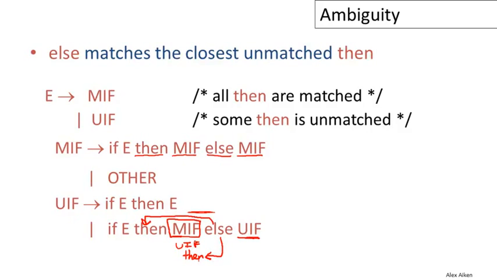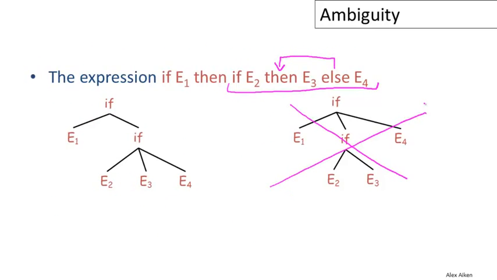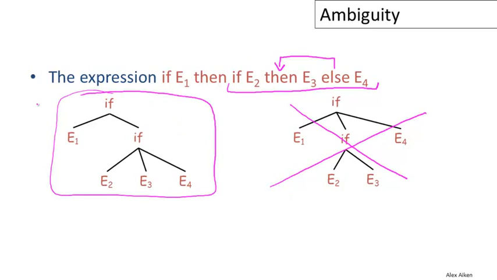So the only possibility for an unmatched if that is itself an if-then-else is that any if-then-elses on the then branch have to be matched, and the unmatched if-then-else has to be in the else branch. So now, reconsidering the expression we had before, we can see that this else is supposed to match this then, and so the association should be like this. And therefore, this parse tree on the right is not the one that we want, and the grammar that we gave on the previous slide will parse the expression according to this parse tree on the left.